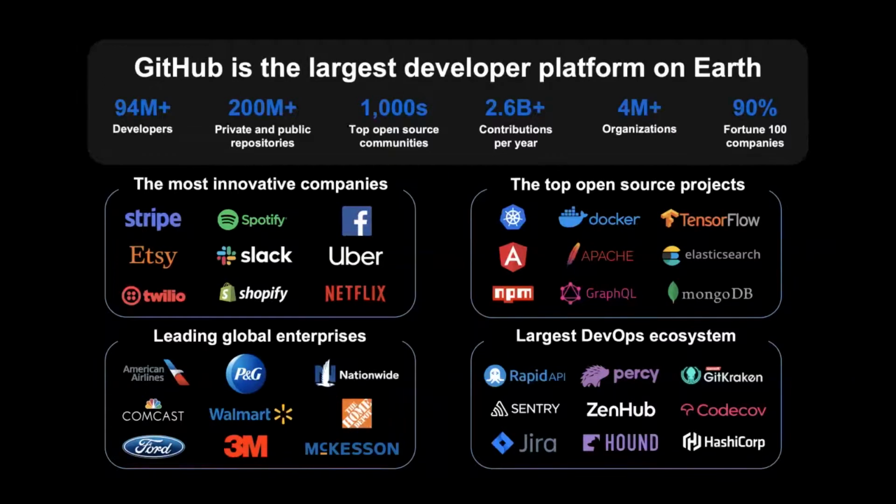I think another thing for me is just the fast pace at which we are growing is also why most innovative companies today, like Stripe, Spotify, Slack, Shopify, are using us. So just to give you a context, when I joined a year and a half ago, we were at 54 million developers on the platform. Today, we are at 94 million and growing rapidly.